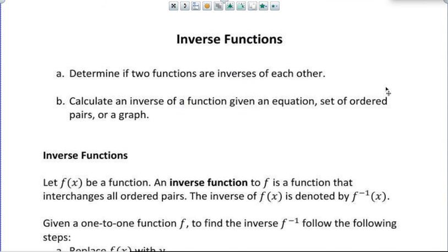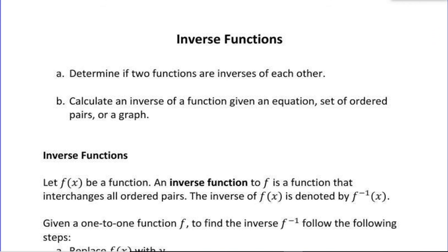In this video, we're going to take a look at inverse functions, particularly determining if two functions given as graphs or equations are inverses of each other. And we're going to calculate an inverse of a function, whether given an equation, a set of ordered pairs, or a graph. So let's just jump right into it.